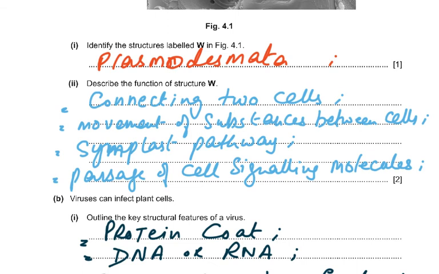Number two, movement of substances between cells. Number three, symplast pathway and passage of cell signaling molecules. But you could have only written two and you would have got your 2 out of 2. So it wasn't something where you had to give me all these points.